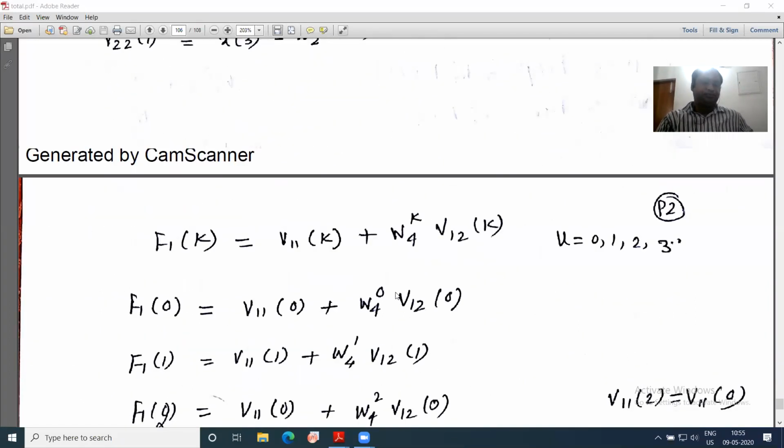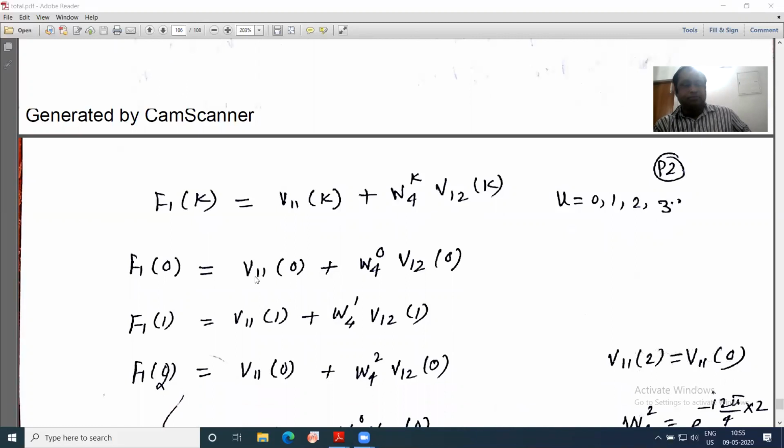Now let us come here. This is the equation we derived earlier: these are your 2-point DFTs, but f1 of k is a 4-point DFT. If you remember, I have done this result earlier. Now I can write f1 of 0 equals v1on of 0 plus w40 times v12 of 0, because k equals 0. This k will vary from 0 to 3 for the specific case n equal to 8. Agreed? Yes, sir. Fine.